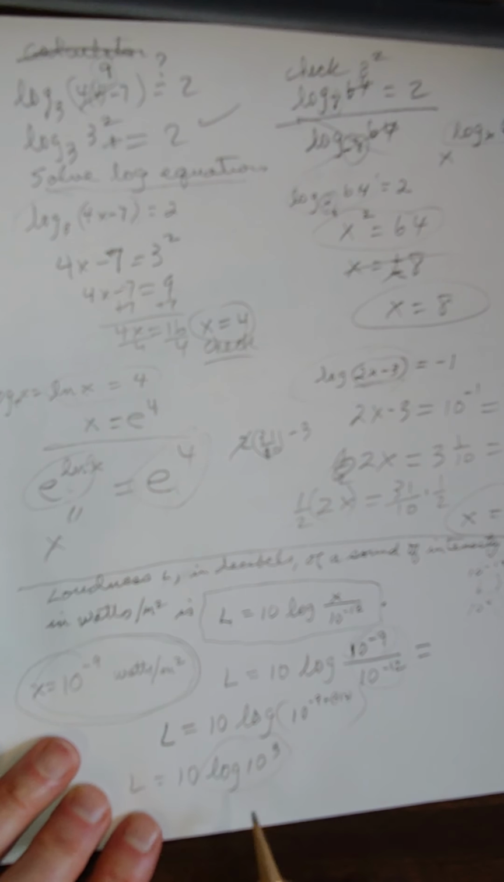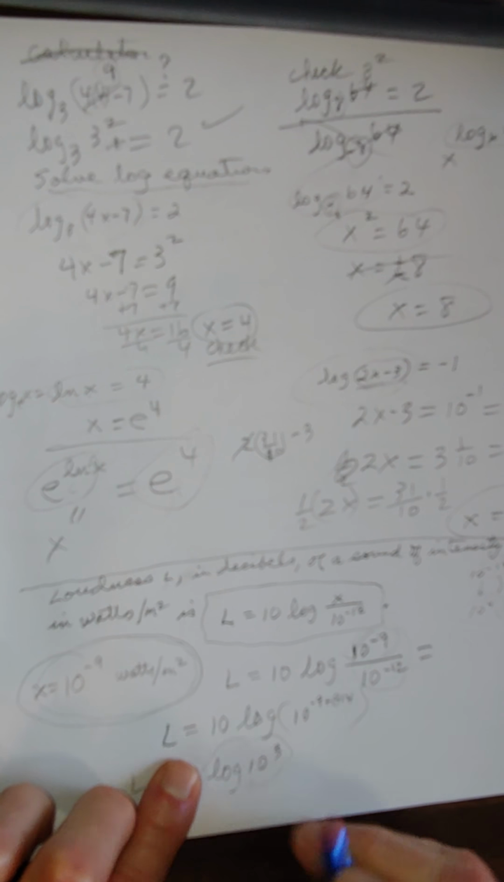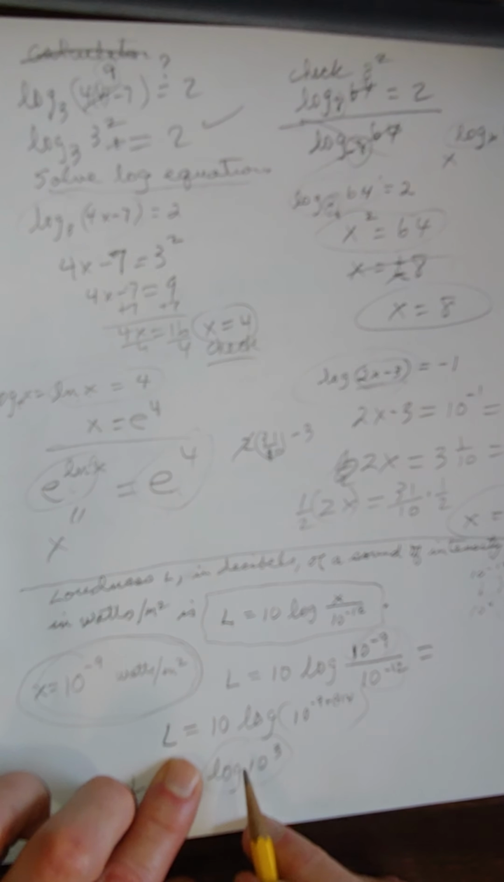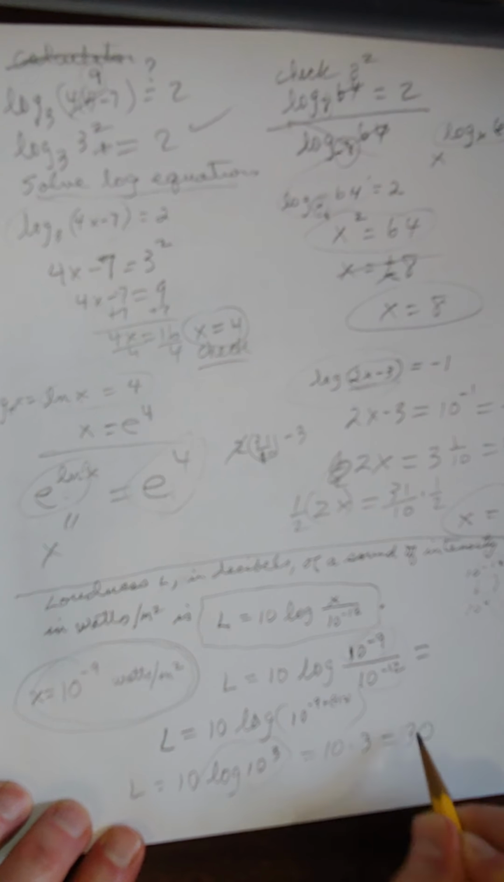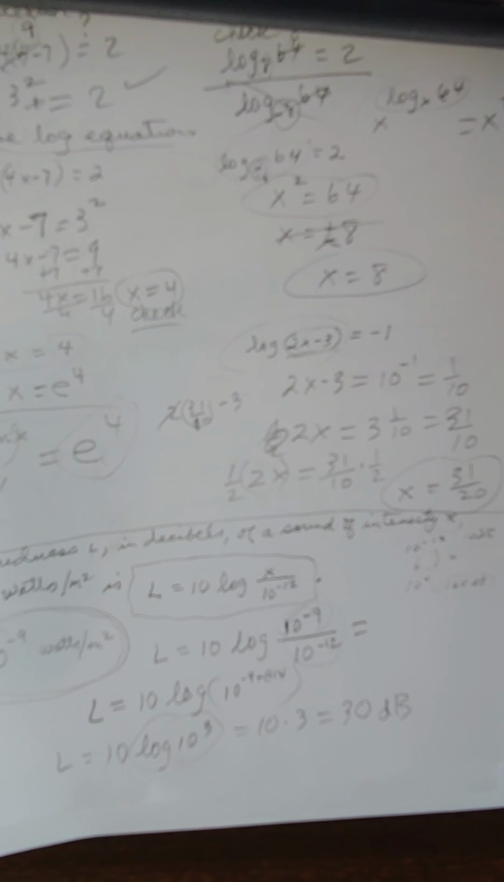This you should be able to just look at and tell. See, the base is 10, this is 10. Remember, when these two numbers are the same, you get the exponent. Log base 10 of 10 to the 3rd is the exponent you put on 10 to get 10 to the 3rd. That's 3. So this is 10 times 3, 30 decibels. dB is the decibel symbol. But anyway, that's section 11.3. That's good enough, I guess.